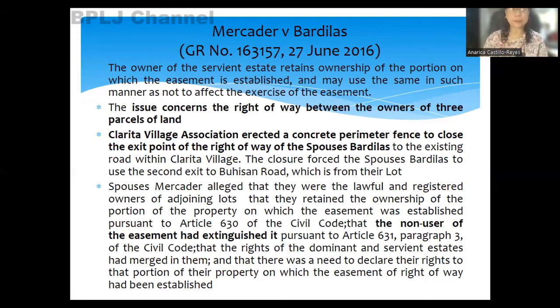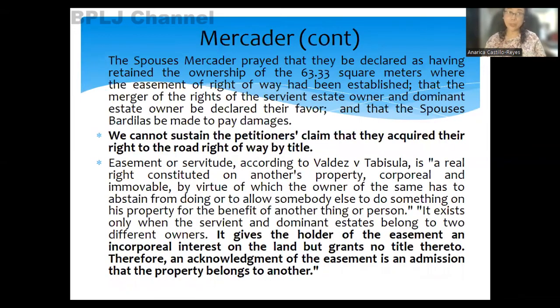versus Bardilas. The issue in this case concerns the right of way between the owners of three parcels of land. Clarita Village Association erected a concrete perimeter fence to close the exit point at the right of way of the spouses Bardilas to the existing road within Clarita Village. Now, spouses Mercader allege that they were the lawful owners of adjoining lots, that they retained the ownership of the portion of the property on which the easement was established. And they also contend that the non-user of the easement has extinguished it.